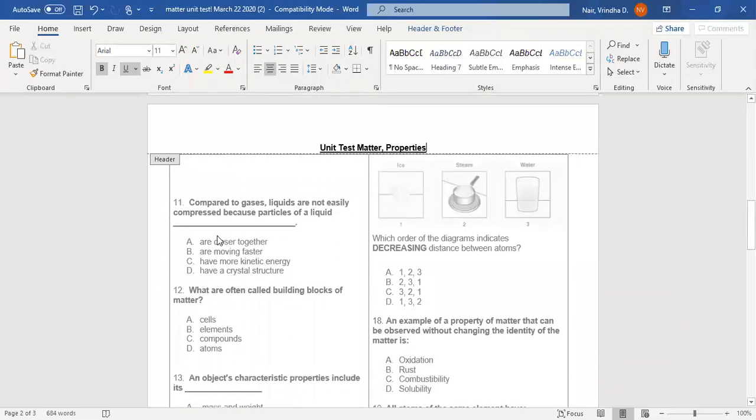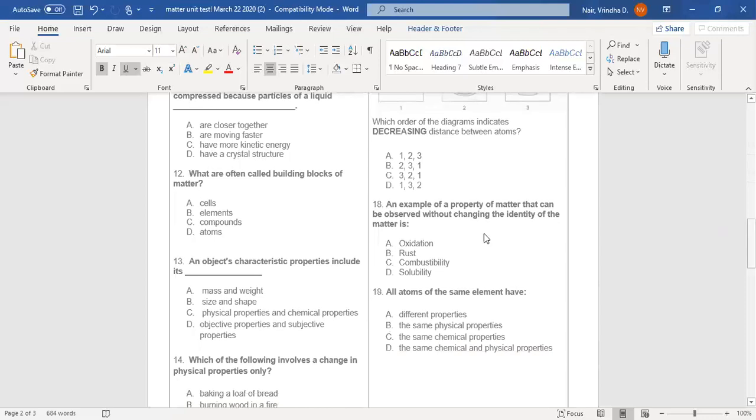Okay, so compared to gas, liquids are not easily compressed because particles of a liquid are, what is it? Are they closer together, move faster, have kinetic energy, have a crystalline structure? So again, look at the answer choices carefully and write the answers.